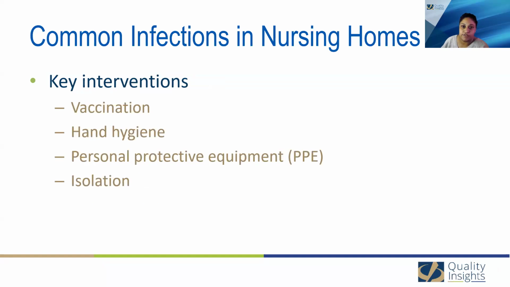So, some key interventions that you might look at when dealing with respiratory pathogens is, number one, ensure that your residents and staff are up to date with their vaccines. So, your influenza, COVID-19 vaccine, pneumococcal vaccines, and your RSV vaccines, to help stop those vaccine-preventable illnesses from becoming a large problem at your facility.